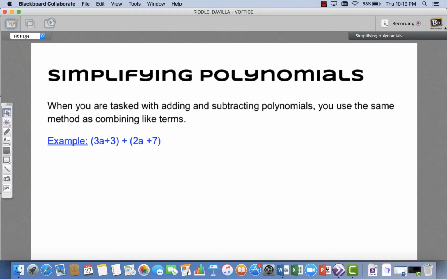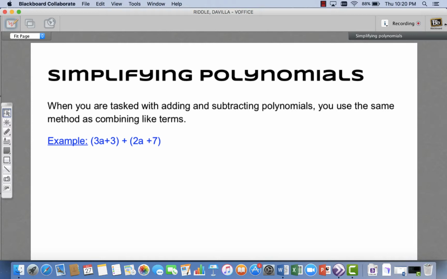Now we'll talk about simplifying polynomials. When you are tasked with adding and subtracting polynomials, you use the same method as combining like terms. Again, what this is saying is that when you're adding different variables to one another, you want to clump the terms that are similar together and then perform the operation on those terms first. In this example, we have 3a plus 3 plus parentheses 2a plus 7.